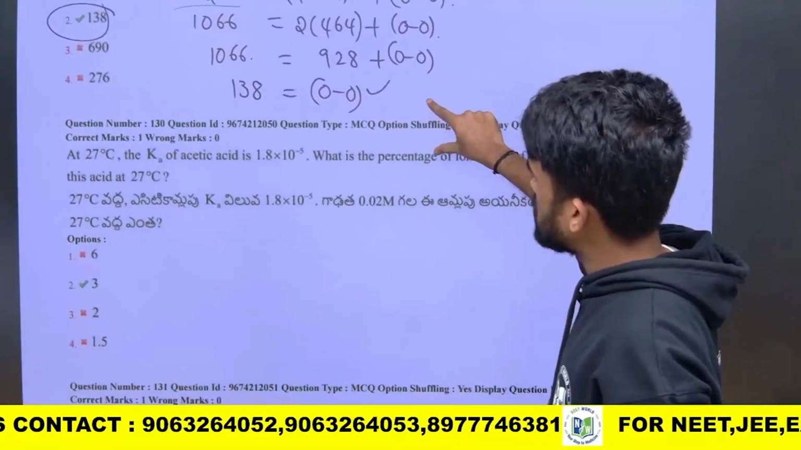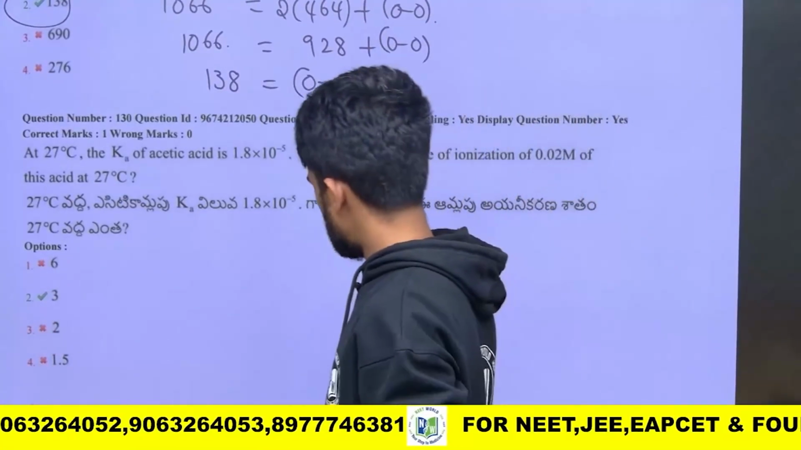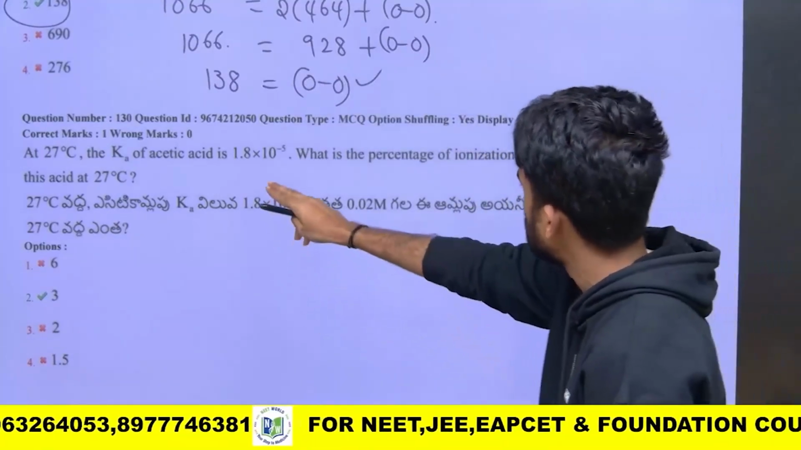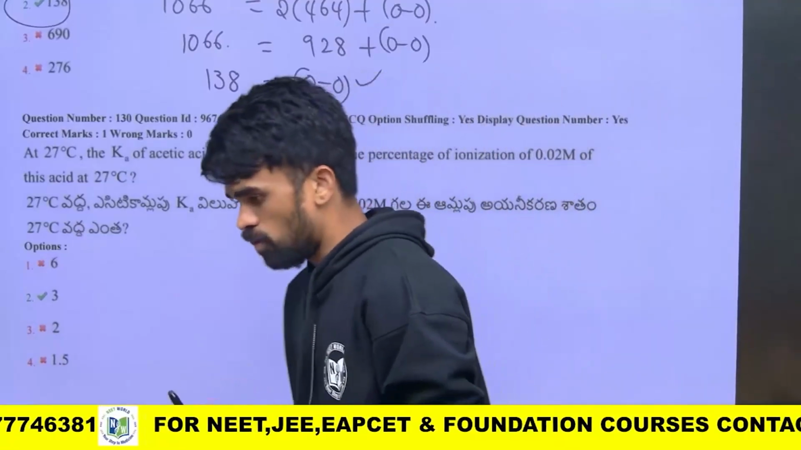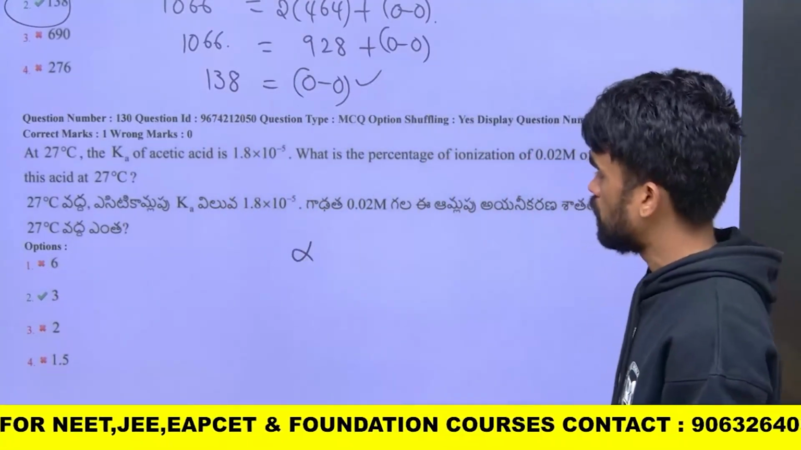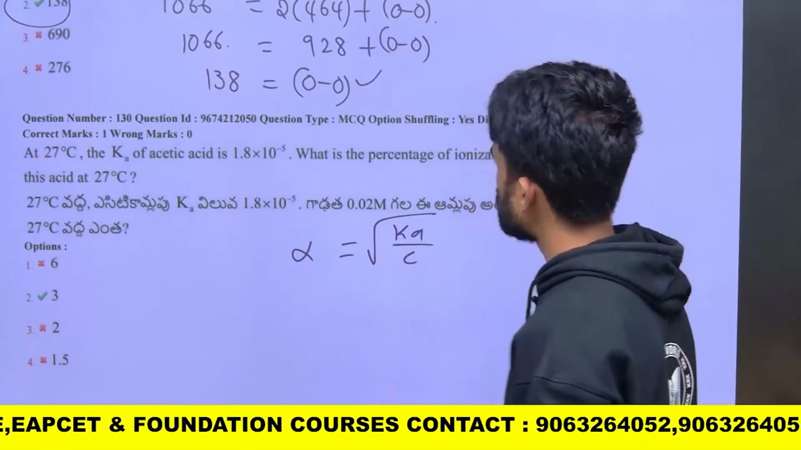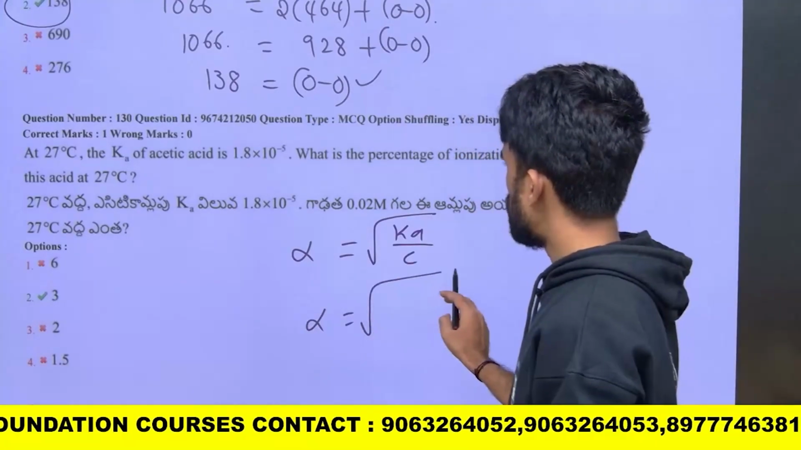Again, one more interesting question we have. At 27 degrees Celsius, the Ka, acid dissociation constant of acetic acid, is this much. What is the percentage of ionization? From Ostwald dilution principle, the degree of dissociation alpha is equal to root over Ka by C. This is a formula we can use here. So alpha equals, what is the value here?